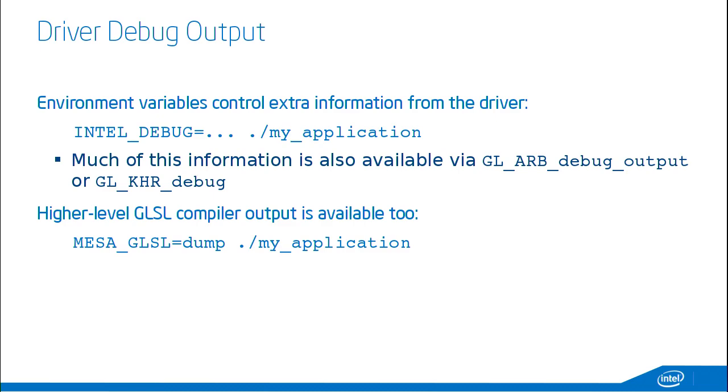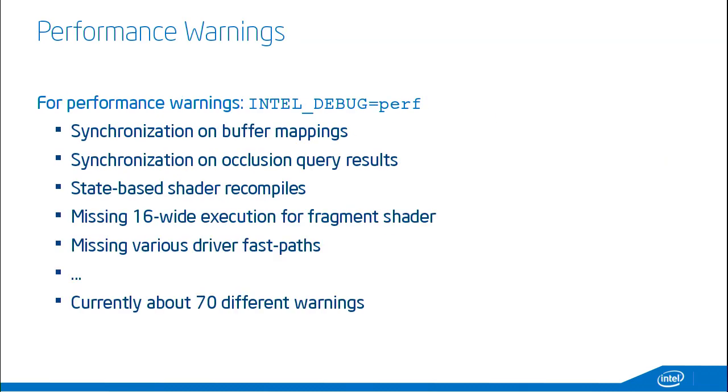So there's a few driver-specific controls that we have that are controlled through the INTEL_DEBUG environment variable, and you can also get some output from the higher level compiler through the MESA_GLSL environment variable. The most useful of them is the dump value, where it's going to emit all of the shaders that come in through the compiler. So one of the most useful of the INTEL_DEBUG settings is the perf setting, which is going to cause the driver to emit a bunch of warnings when things have happened that make it fall off optimal paths.